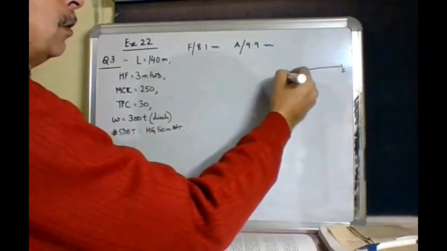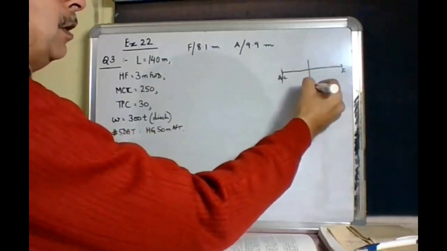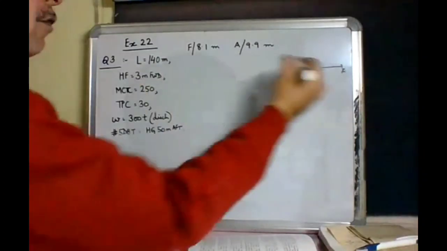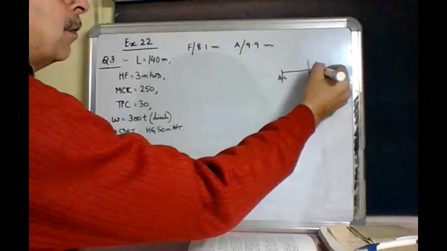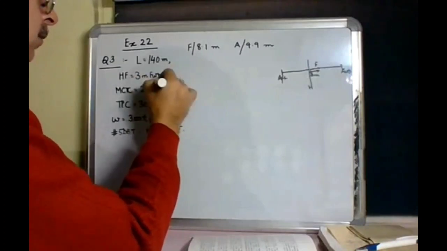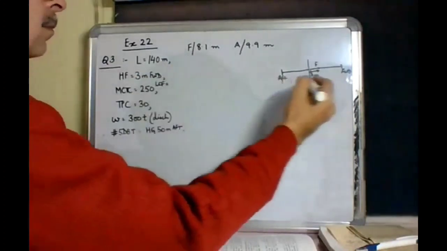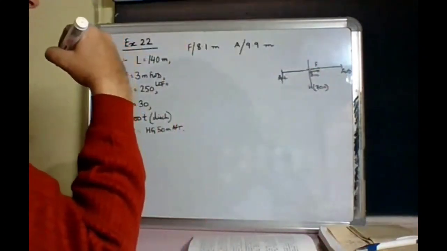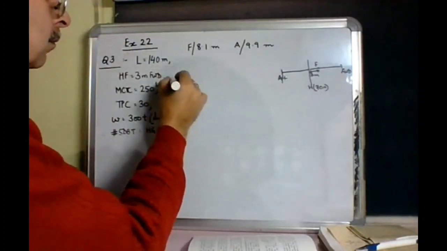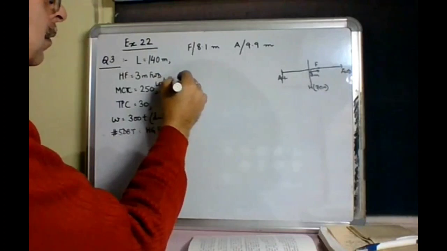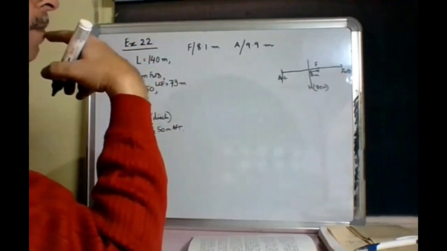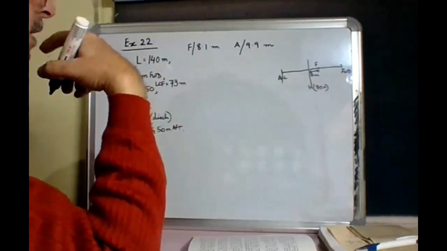ये forward है, ये aft है, ये midship है. HF is 3 forward. ये forward है. 3 meters. So LCF कितना हो गया? ये 70 मीटर का मार्क है. L/2. So LCF is how much? 73. Is that okay? LCF is 73.